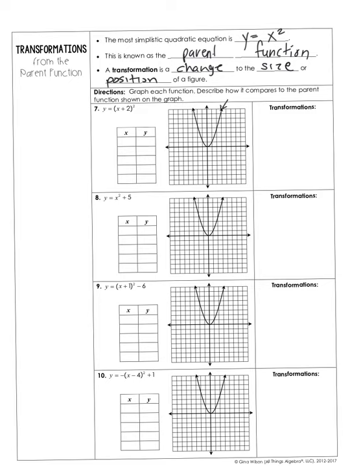Okay, so you can see on these graphs is the parent function. This is the parent function already graphed, okay? The vertex is at 0, 0, points at 1, 1, 0, or -1, 1, and points at 2, 4, -2, 4. All right, so we're gonna graph these vertex form equations, and then we're going to tell the transformation. It says graph each function, describe how it compares to the parent function shown on the graph, okay?